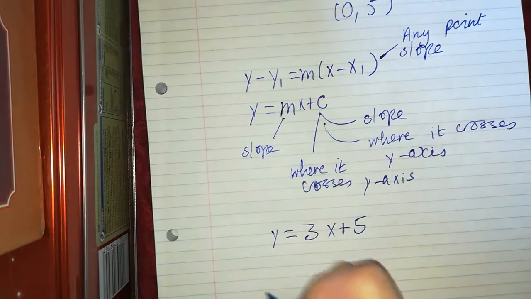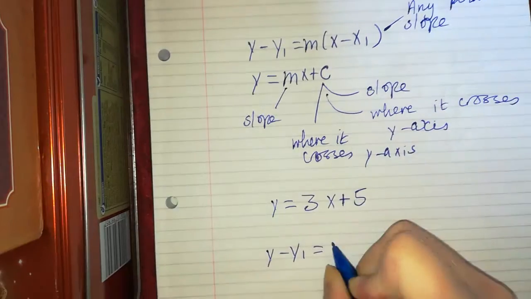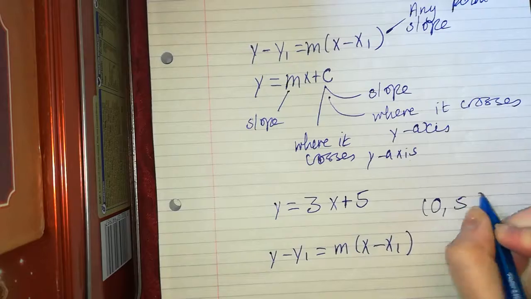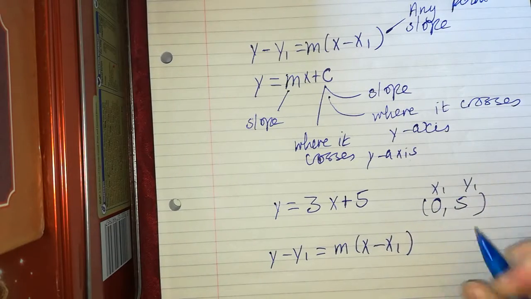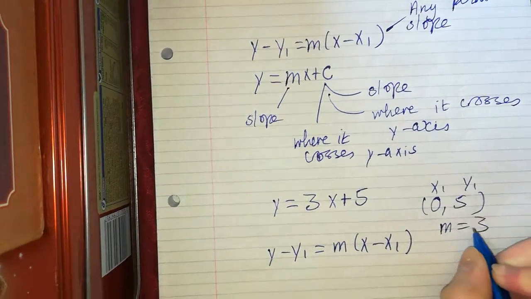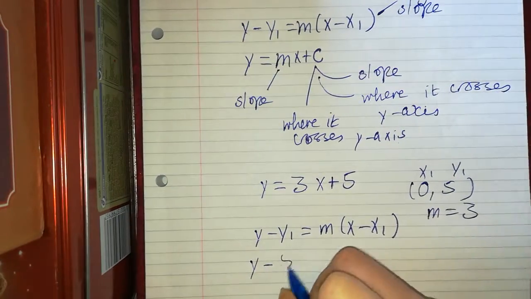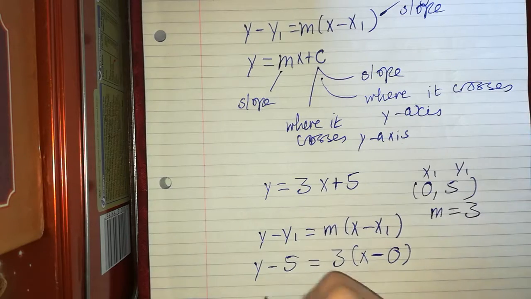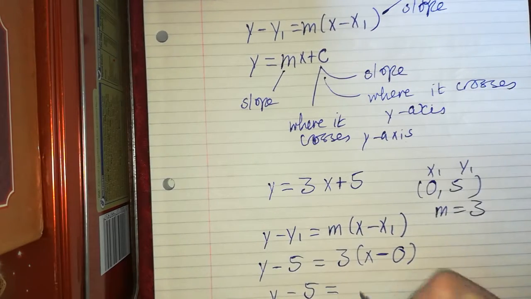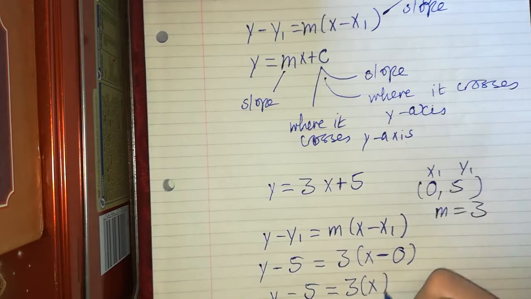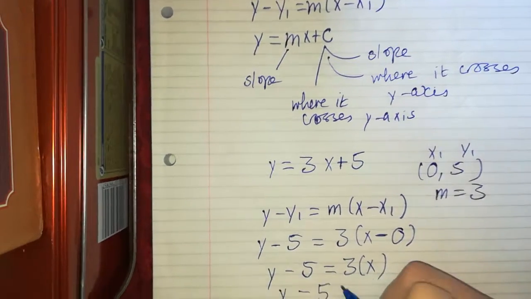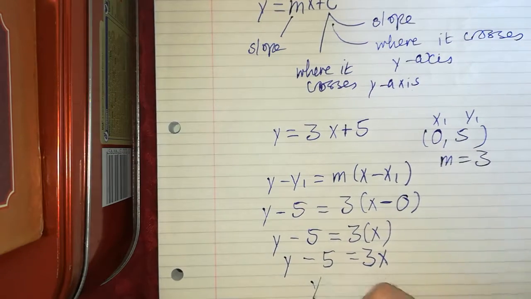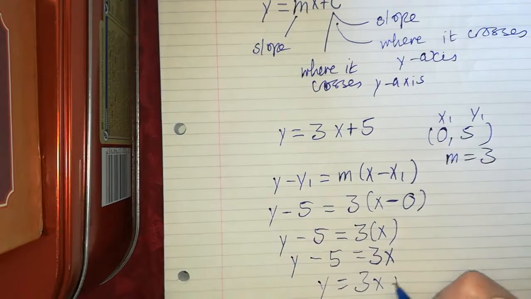But we can also use the other one. So say if we were to use y minus y1 is equal to m(x minus x1). Our point is 0, 5, so we'll label this x1, y1, and our slope is 3. So y minus y1, which is 5, is equal to m, which is 3, times x minus x1. So y minus 5 is equal to 3, and that's going to be just x. So y minus 5 is equal to 3x. And then if we bring it over, y is equal to 3x plus 5.